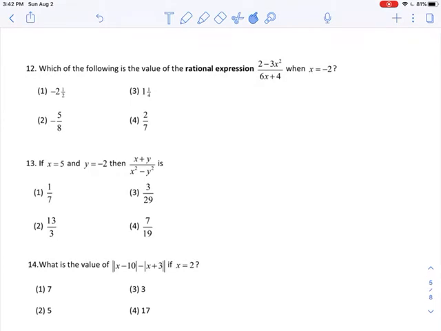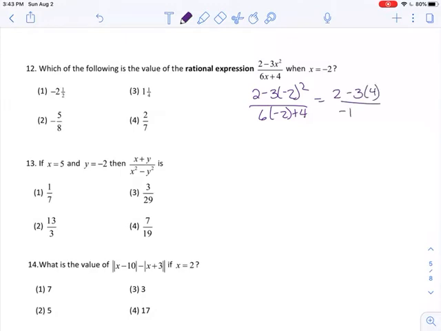Which of the following is the value of the rational expression when x equals -2? So I'm going to substitute in -2 wherever there is an x here. So on top I have 2 minus 3 times 4, -12 plus 4, -10 over 8, -10 over -8, which is 5/4. So that is the same as choice 3. So you're just substituting in -2 wherever there's an x and finding that value.